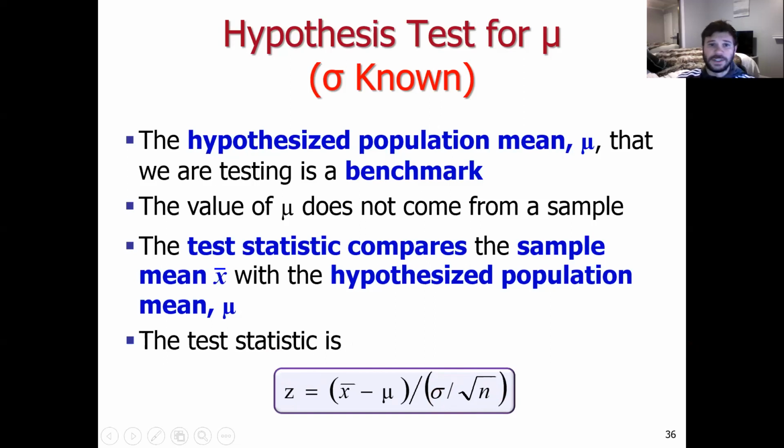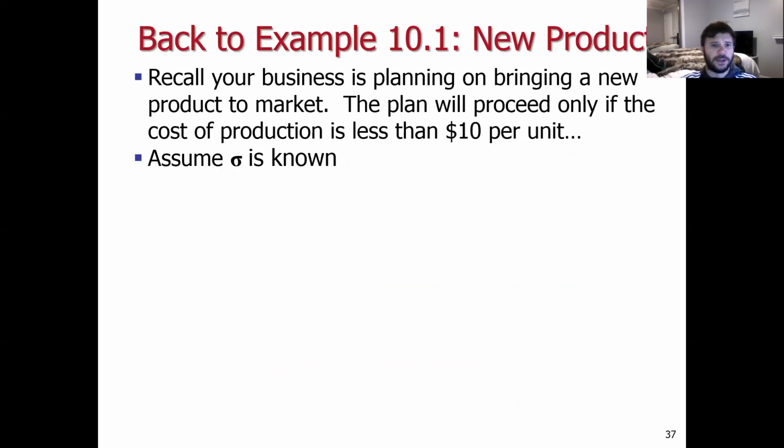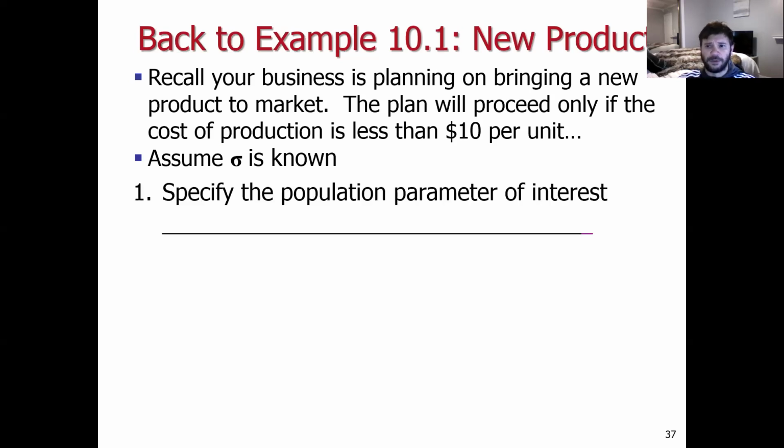Now, we had discussed an example problem not too long ago where we were recalling a situation where we're planning on bringing a new product to market, and the plan would only succeed if the cost of production was lower than $10 per unit. We're going to assume sigma is known in this case to just run through this example. And again, we've got to specify the population parameter of interest here. And what we're interested in is the mean cost of production.